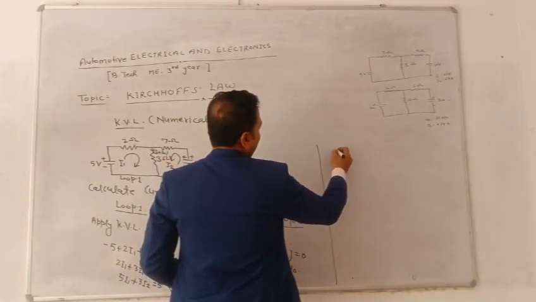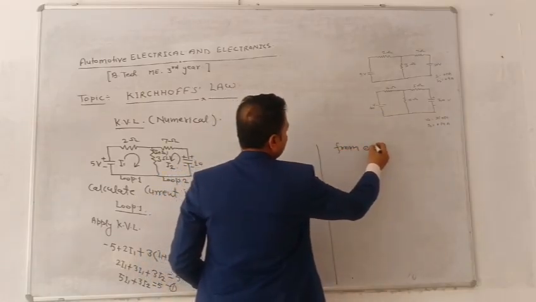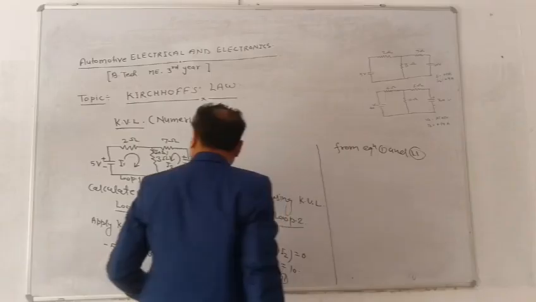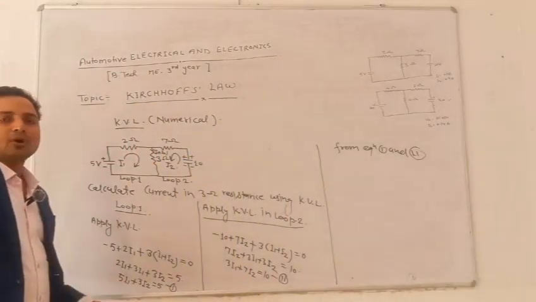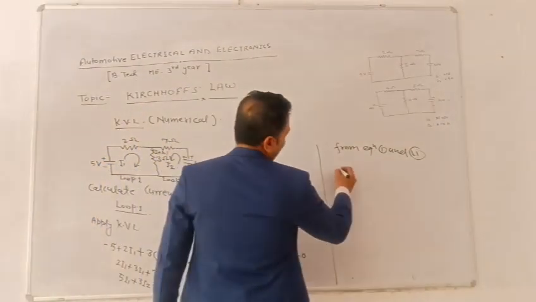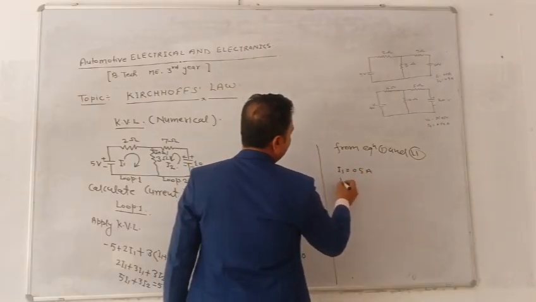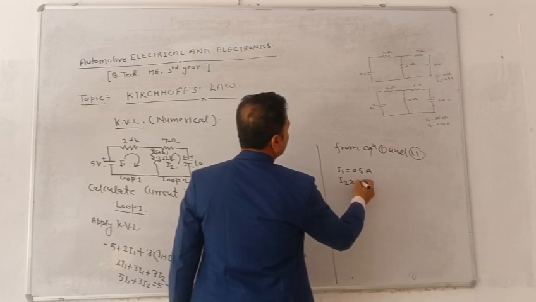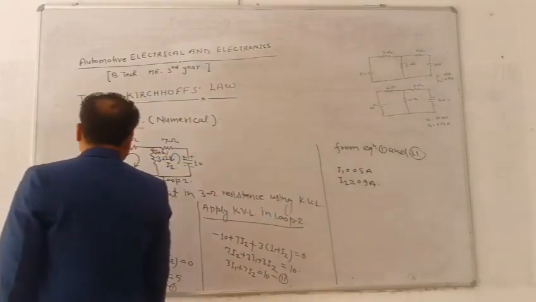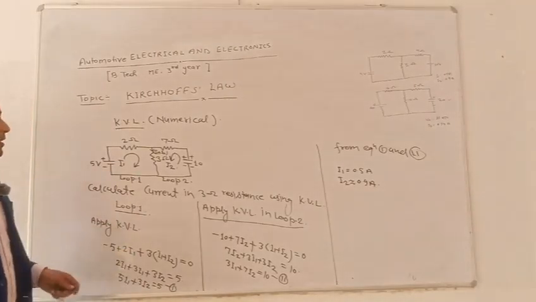Calculating the value of I1 and I2 from equation first and second, we can easily find out the values of I1 and I2 by the substitution method. So I1 is equal to 0.5 ampere and I2 is approximately 0.9 ampere. So current can be calculated by these two equations.